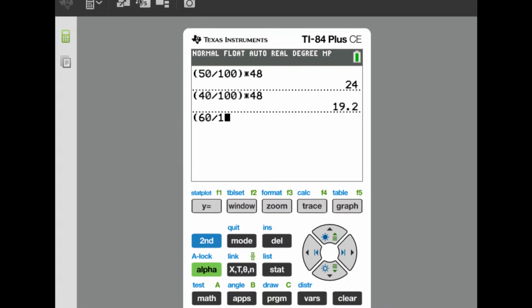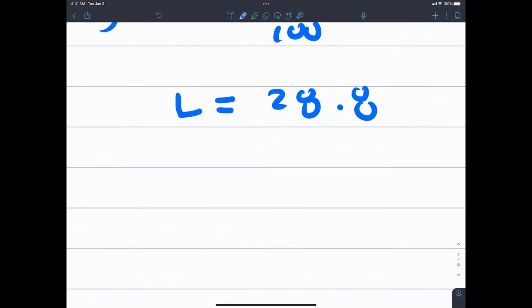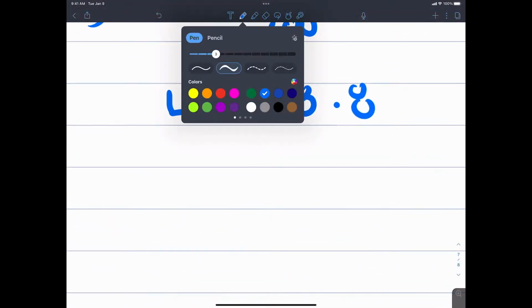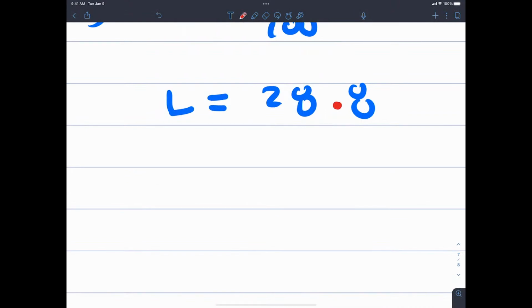60 divided by 100 times 48. And what is this? 28.8? Is that true? Okay. What are you looking at? This is a what?